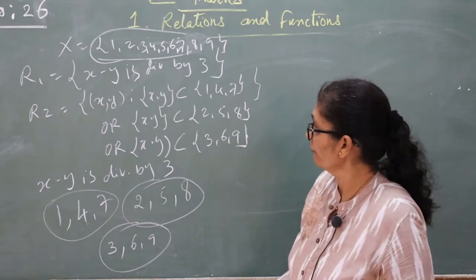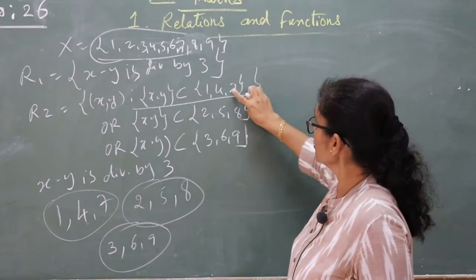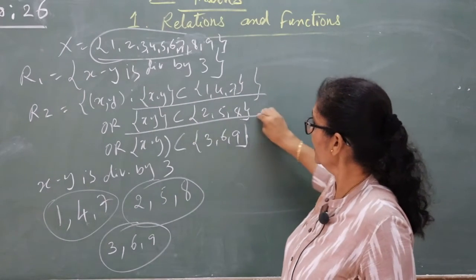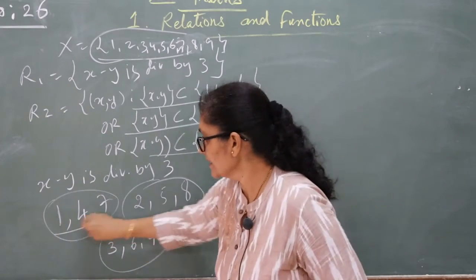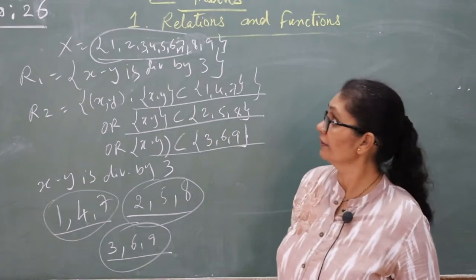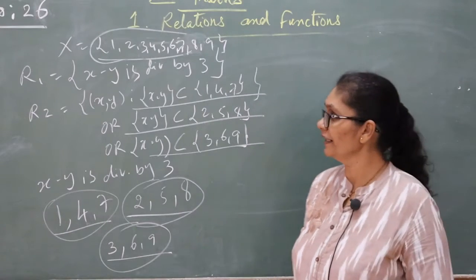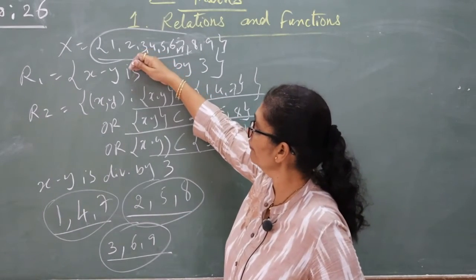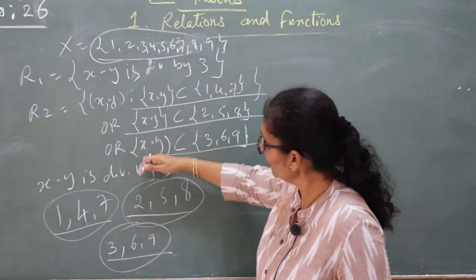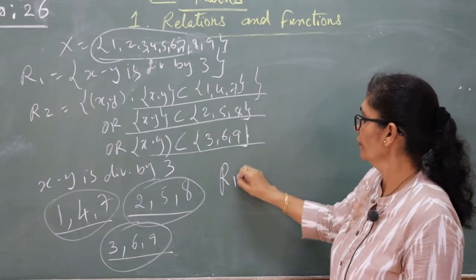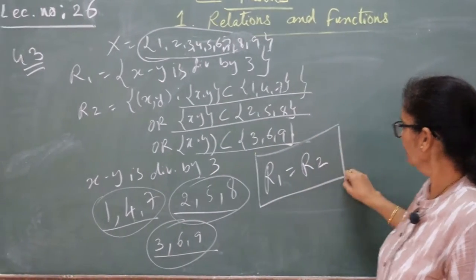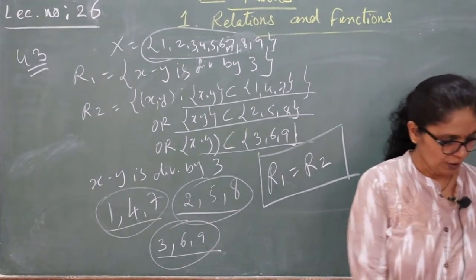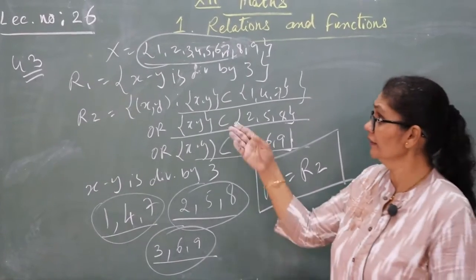Now what is the meaning of it? Your first set has 1, 4, 7, the second has 2, 5, 8, and the third has 3, 6, 9. The same thing we are getting from R1 also. What is the meaning of it? R1 is given in a verbal form, and the same thing is mentioned in R2 also. So from these two results you can say that your R1 and R2 are the same. Okay, this is your 43rd question.